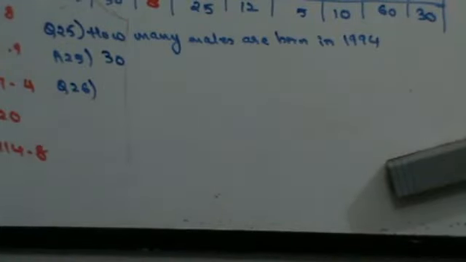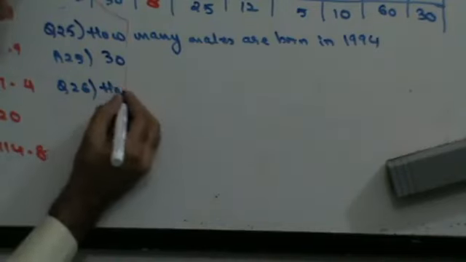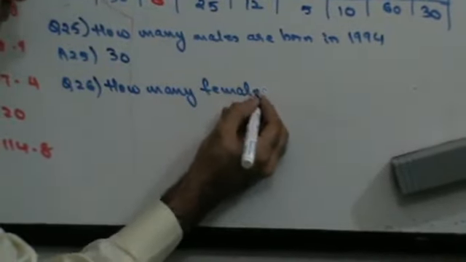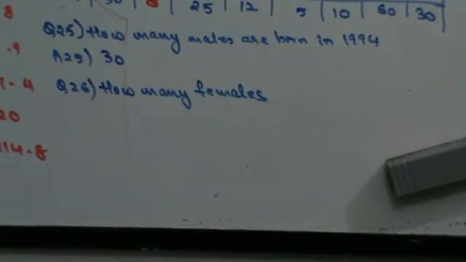Next, how many females died in the age group of 0 to 2000? Someone wanted to ask me something. So where is the year given? The year is given right at the beginning. That is, the entire data is for a single year, 1994.